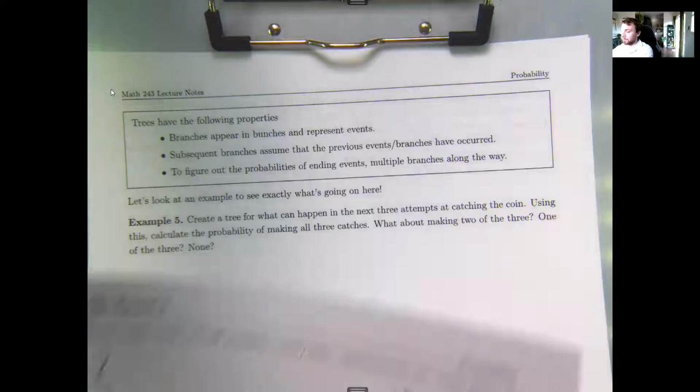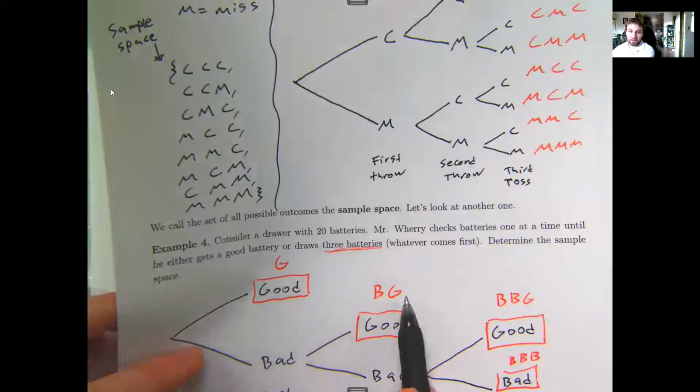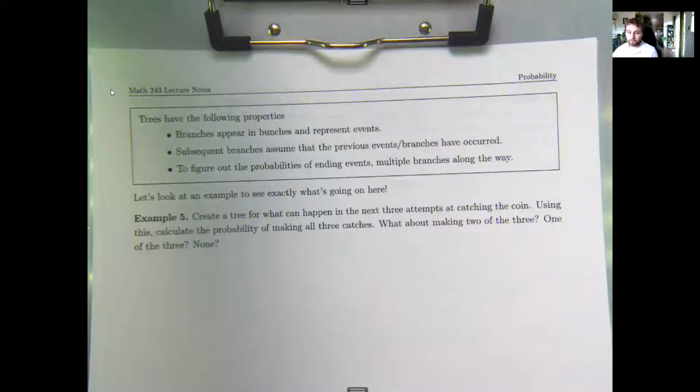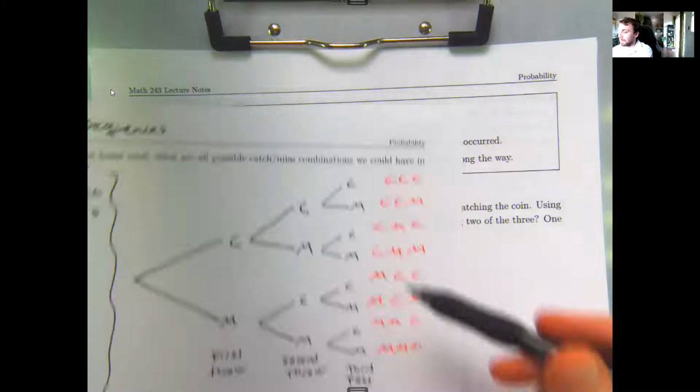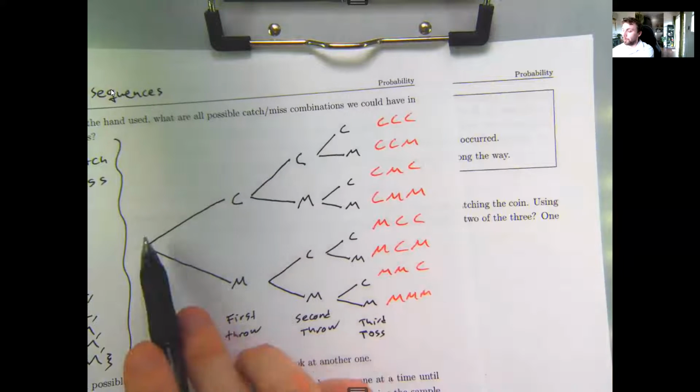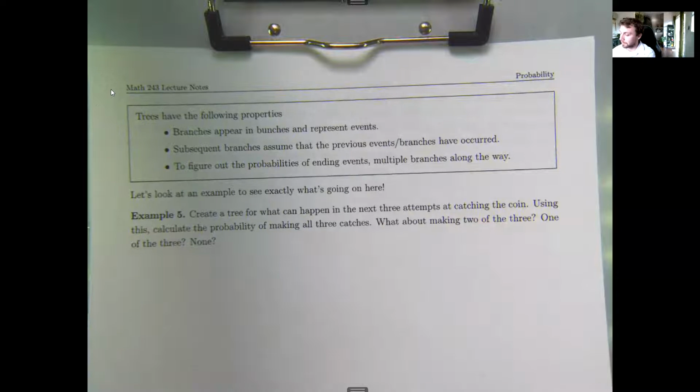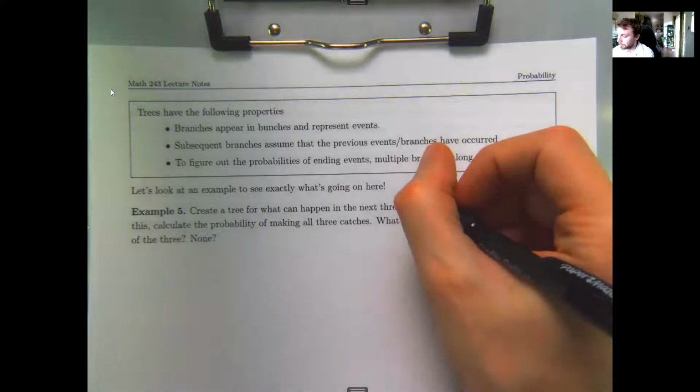Subsequent branches assume that the first thing has happened. So this good here assumes it's a bad and then a good. To find these probabilities at the end, we're going to multiply the probabilities along the way. This takes a little while to get used to, so let's practice a couple together.